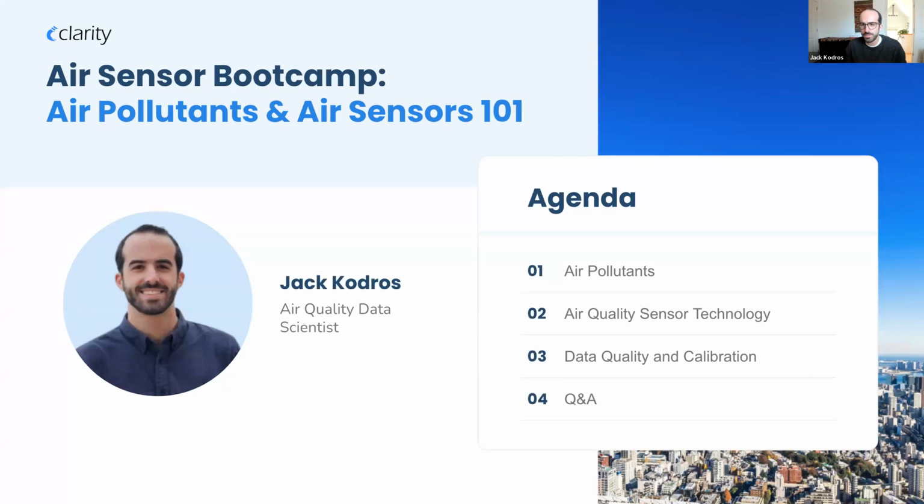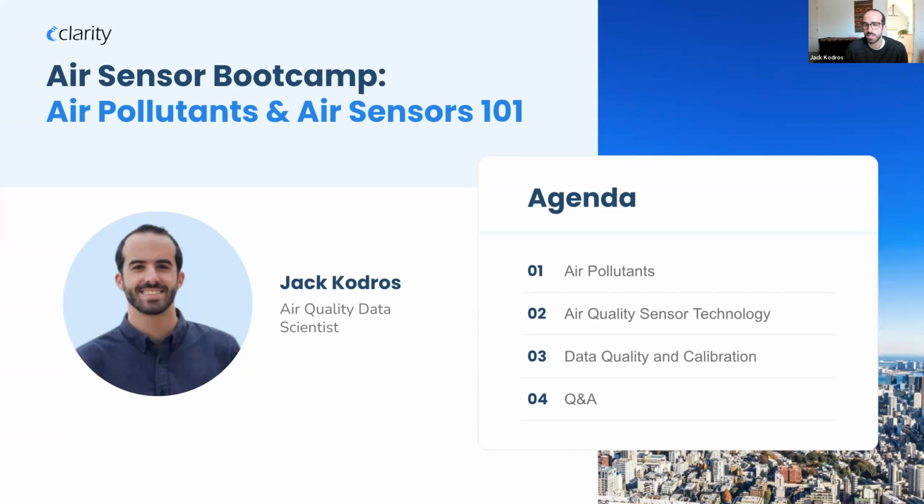Cool. Thanks for the introduction, Ryan. Hello, everyone. I'm really excited to speak with you today. As Ryan mentioned, my name is Jack Kodros. I'm an air quality data scientist here at Clarity. My science background is in atmospheric chemistry and physics. And at Clarity, I work on researching the science of air pollution, the science of low-cost air quality sensor calibration and performance, and the science of air quality monitoring in general.